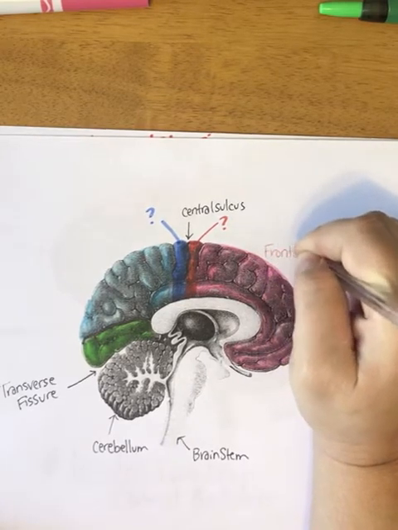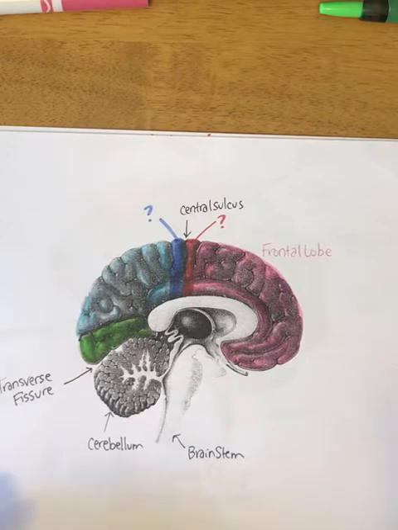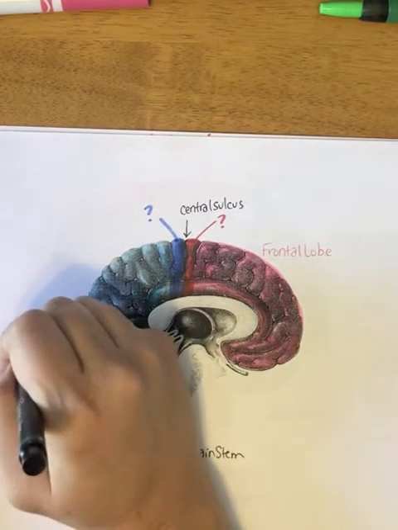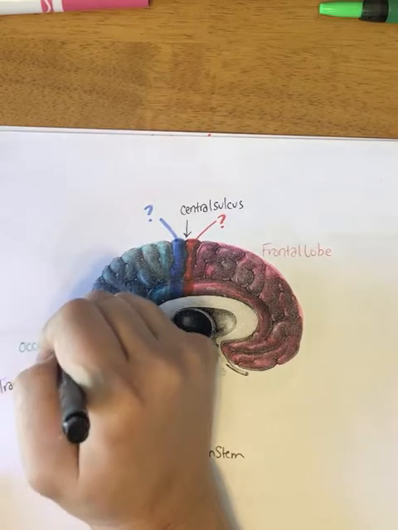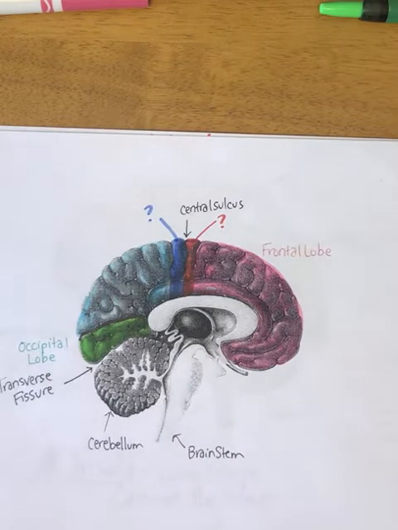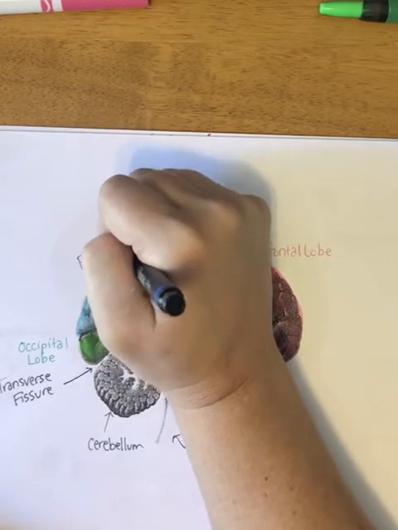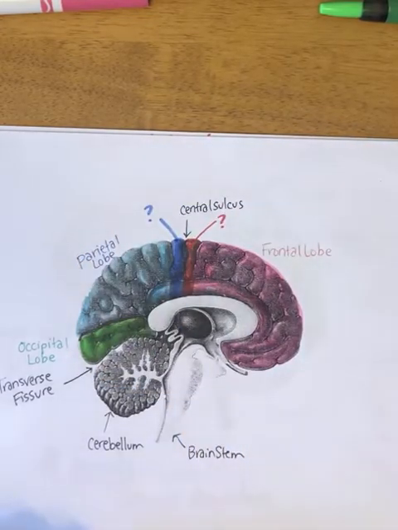What are the 5 lobes of the cerebrum? The frontal lobe. I can see that on this view. The occipital lobe. I can see it on this view. The parietal lobe, I can see it as well. What lobes can you not see on this view? The answers would be the temporal lobe and the insula. You cannot see the insula. So this is the lobes of the cerebrum on an internal view.